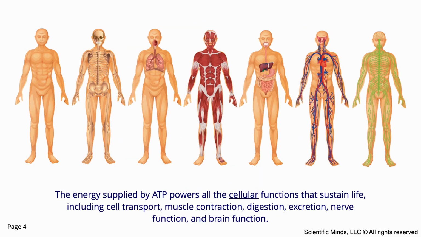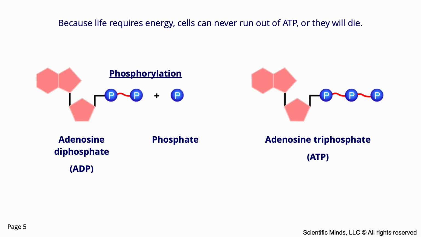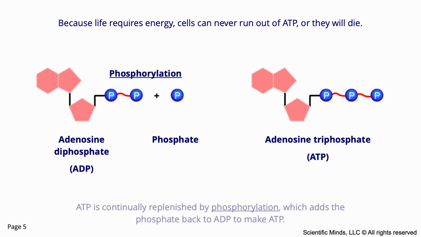The energy supplied by ATP powers all the cellular functions that sustain life, including cell transport, muscle contraction, digestion, excretion, nerve function, and brain function. Because life requires energy, cells can never run out of ATP or they will die. ATP is continually replenished by phosphorylation, which adds the phosphate back to ADP to make ATP.